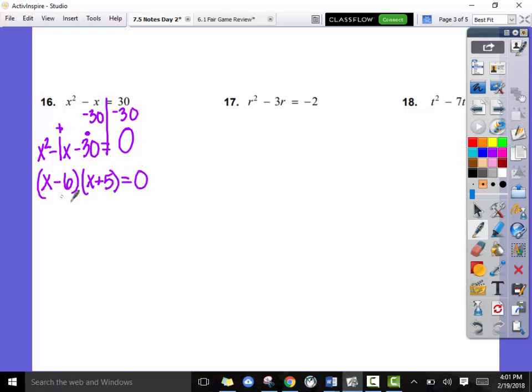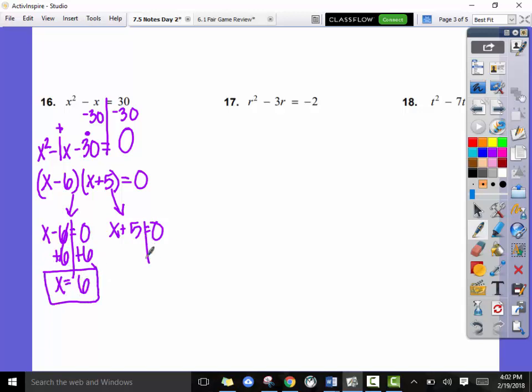Negative 6 times 5 is negative 30. Negative 6x positive 5x would give me that negative 1. So I have x minus 6 equals 0 and x plus 5 equals 0. Add 6. So x equals 6 for one solution. Subtract 5. x equals negative 5.